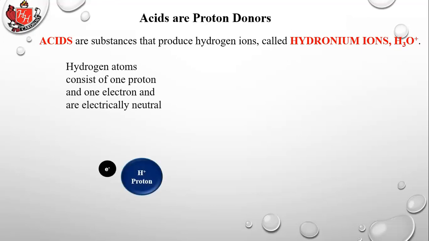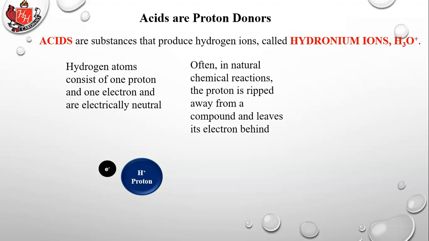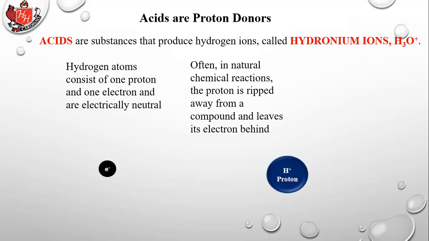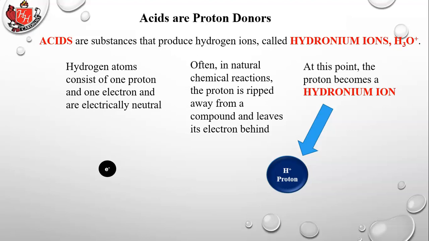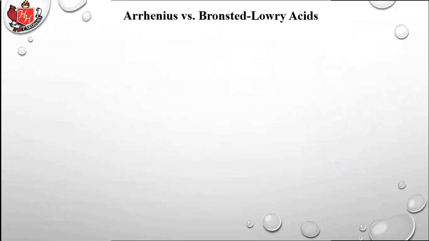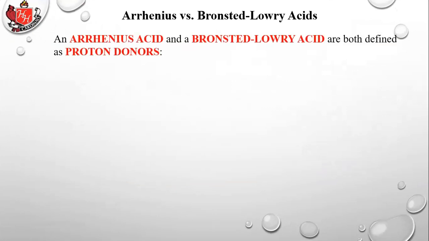Hydrogen atoms consist of one proton and one electron and are electrically neutral. We learned that very early on in the course. Often in natural chemical reactions, the proton is ripped away from a compound and leaves its electron behind. As you see right there, they become separated. At this point, the proton becomes a hydronium ion. An Arrhenius acid and a Bronsted-Lowry acid are both defined as proton donors.